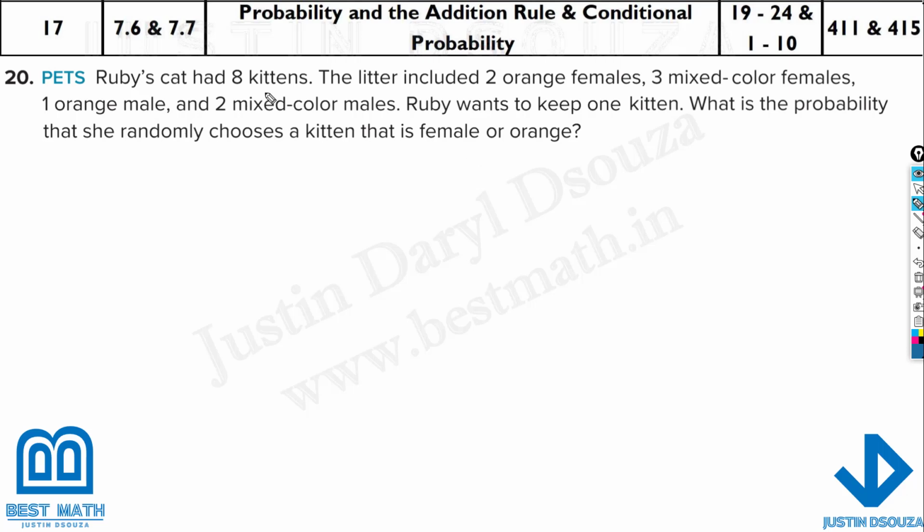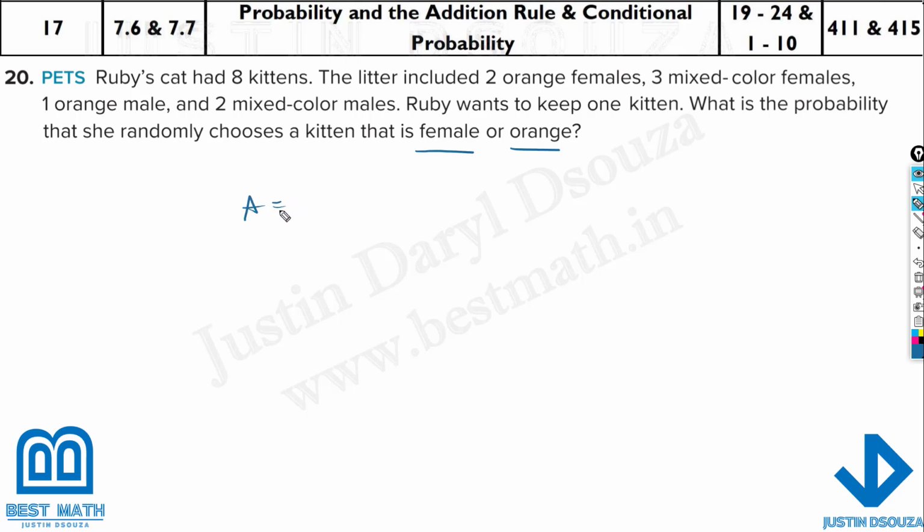It's about pets. Ruby scattered 8 kittens. The litter, all the kittens, the group of kittens, included 2 orange females, 3 mixed color females, 1 orange male, and 2 mixed color males. Ruby wanted to keep 1 kitten. What is the probability that she randomly chooses a kitten that is female or orange?